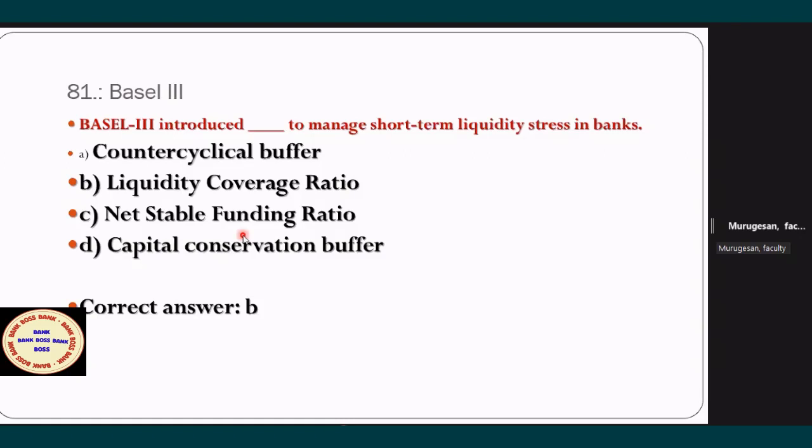So Basel III tells us stable assets mean normally long-term assets should be funded by long-term liabilities. They should not be funded by short-term liabilities. That will create a problem. That is why NSFR, net stable funding ratio, should be equal to 1 or more than 1. Then only banks are safe. All these parameters are introduced in Basel III.